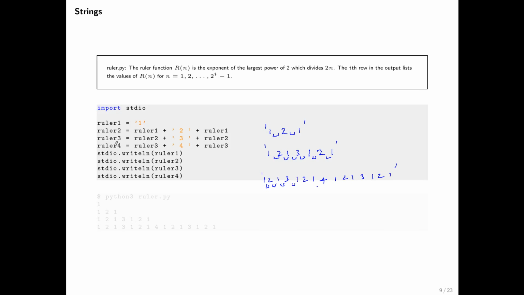Okay, so we define these variables ruler1 through ruler4, and then we simply write the values of the 4 variables. We do a writeln of ruler1, which is going to write this one along with a new line at the end. Then we write this one with a new line at the end, then this one, and then that one. Okay, so that's what the program does. So let's look at the output.